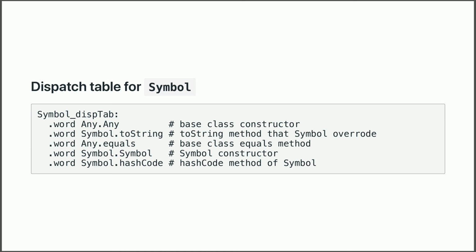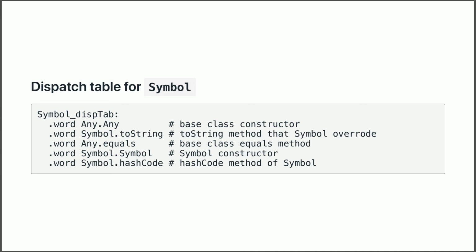When we have any, it's actually calling the parent constructor method, and then we have symbol overrides the toString method. That's why we have it over here. But symbol doesn't override the equals method, so that's why we have any.equals. And again, symbol has a method called symbol, which is a constructor for symbol.